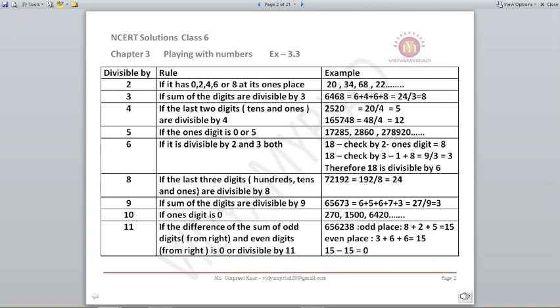What are the digits at odd places? 8, 2 and 5. Add them together, it is 15. Now add all the digits at even places, 3, 6 and 6. Their total is also 15. 15 minus 15 is 0. It means this number is divisible by 11. Just remember these rules and then you will be able to do the whole exercise very easily. Let us begin with it.